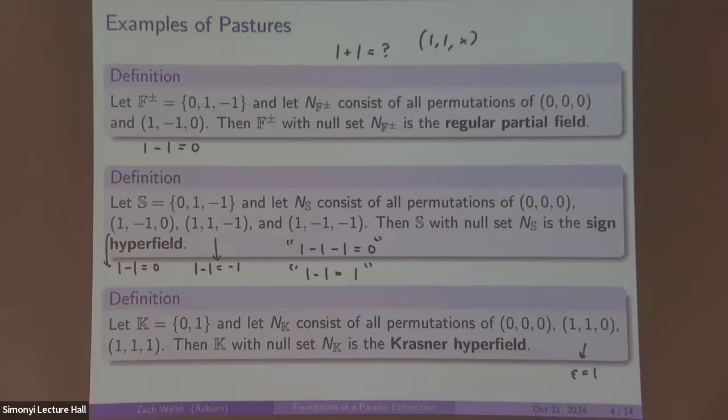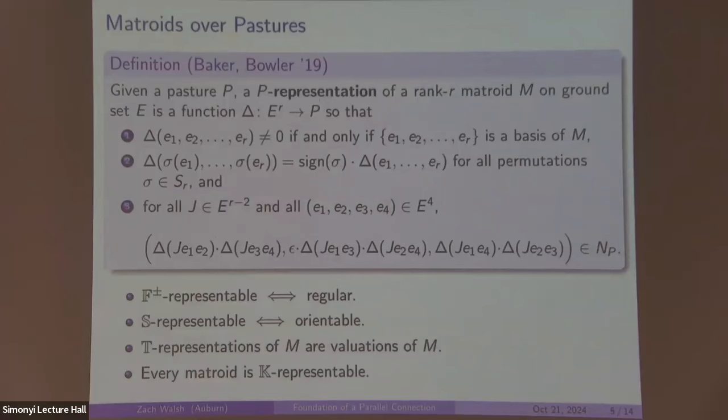Okay, so yeah, now we have pastures. I need to say how you represent a matroid over a pasture, and this is the same definition as the first slide. Given a pasture P, a P-representation of a rank R matroid with ground set E is just a function delta from R-tuples of the ground set to the pasture that satisfies these three properties. Same as the first slide.